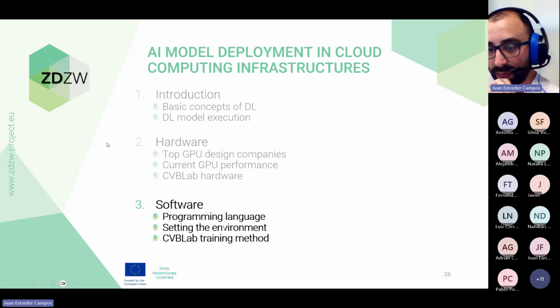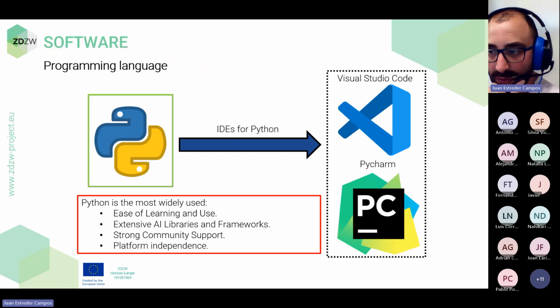Okay, so now I have explained all the hardware part. Now I'm going to show you all the software we need to deploy the deep learning model. The programming language we need to use is Python, because it is one of the most widely used. It has a lot of libraries and frameworks especially dedicated to AI, has a strong community to ask in case of errors, and is platform independent. And the IDEs for programming in Python are Visual Studio Code and PyCharm.